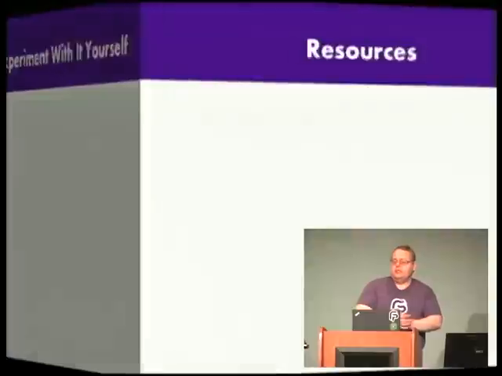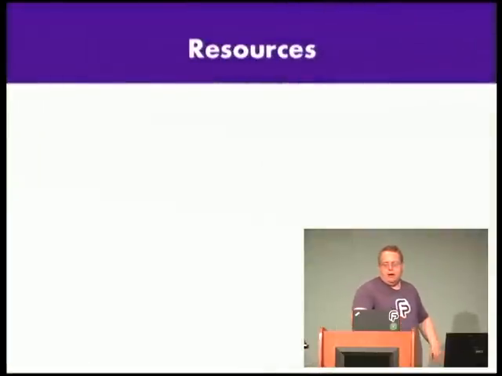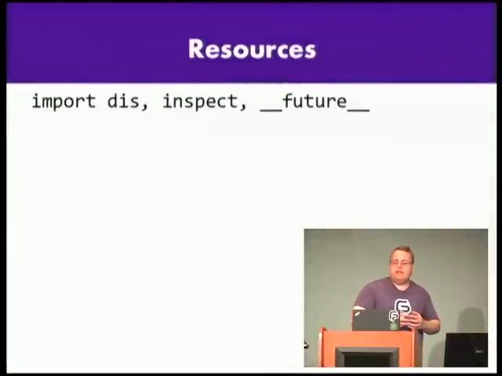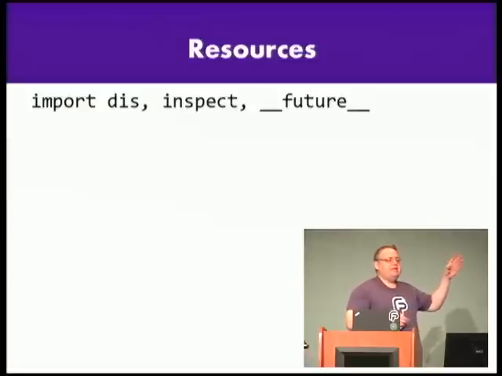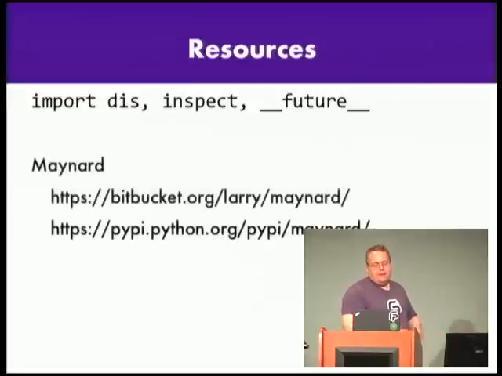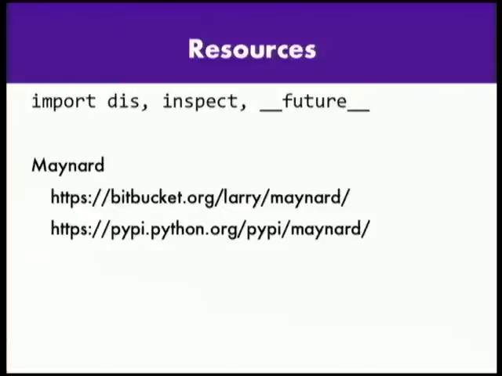Finally, resources in case you want to follow up on this stuff. You will want to import dis, inspect, and future. The dis module has documentation for all of the different bytecodes, but it doesn't show you the stack effects. So I think it's not useless, but it's next to useless. It can see useless from here. There's Maynard itself. That top URL is now active. I pushed that from the stage. The bottom one is not active yet, but I've registered the name on PyPI.